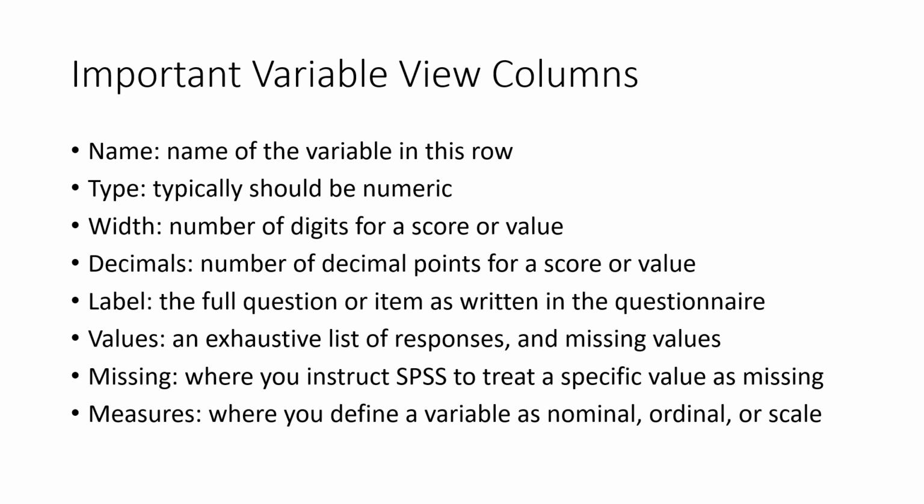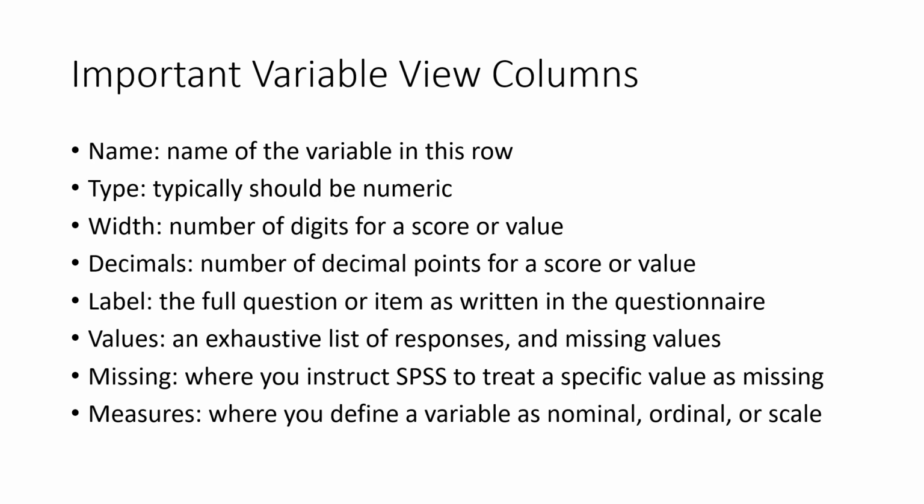Values is also a very important column. For values, you have to list an exhaustive list of responses as well as missing values, right? So if working hours per week is a true scale level variable, then you would have all your potential hours that you could work in a week from 0 up to, maybe 100 and some. And if you have a missing value, right, if someone doesn't respond to a particular question, you could list that as, for example, -9, so it wouldn't be confused with a real value.